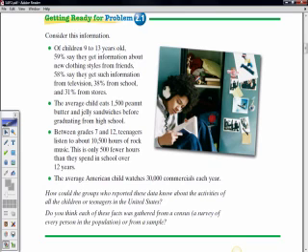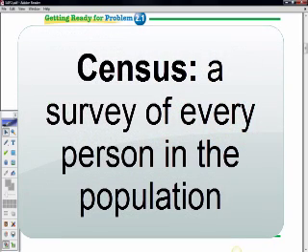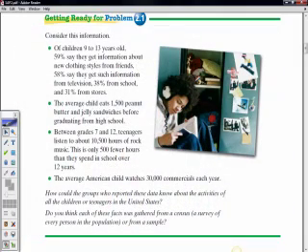Second question to consider. Do you think each of these facts was gathered from a census, which is a survey of every person in the population, or from a sample? So, there's another word we could get down for a definition: census. Why don't you take a minute and talk to your partner about these 2 questions and the data that is given.